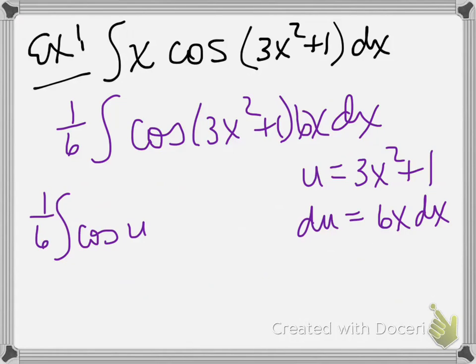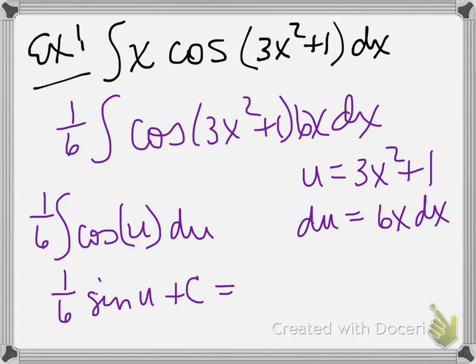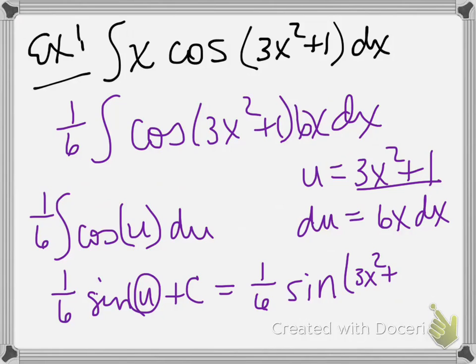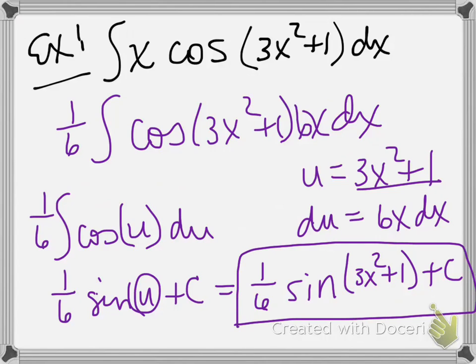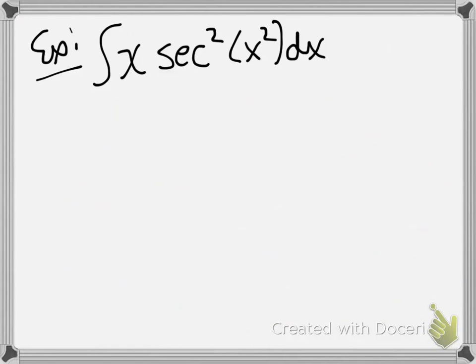So this would be cosine of u du, and now I can see, oh, I'm just integrating cosine. So 1/6 cosine integrates to become sine u plus c. Now let's place the x's back into the problem. We used u for the substitution, so my u is 3x squared plus 1 plus c. So the u substitution helps me figure out the solution, but then in the end we take the u back out. Alright, let's try another one.